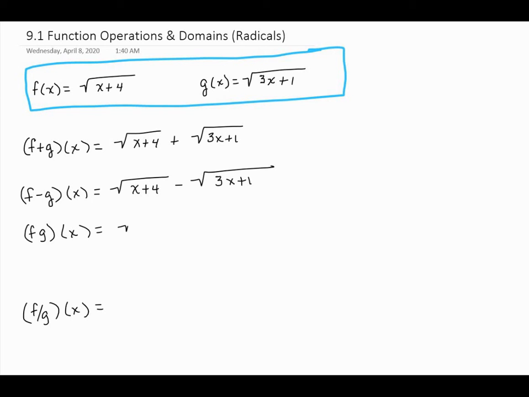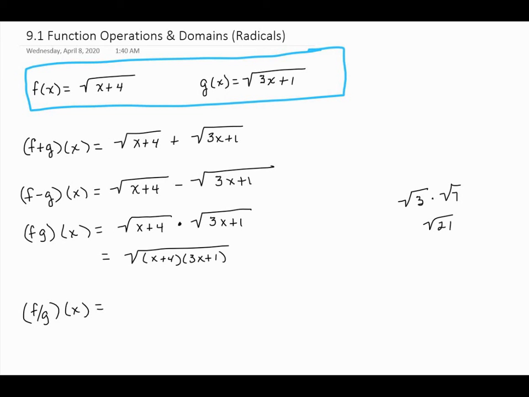Now with multiplication, I'm going to be multiplying the square root of x plus 4 times the square root of 3x plus 1. And this is kind of like what you learned in intermediate algebra, where we had the square root of 3 times the square root of 7 is the square root of 21. You just multiply what's under those radical signs. And I have the square root of x plus 4 times 3x plus 1. Now I could go ahead and multiply that out, but my math lab will accept this for an answer, so we're going to leave our answer like that.